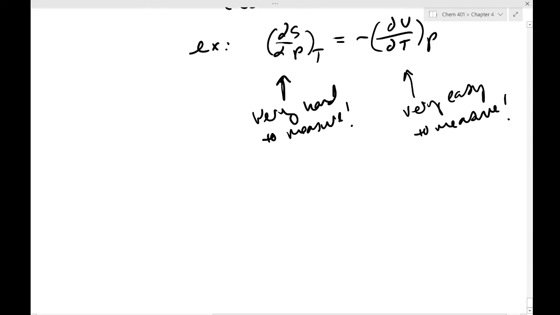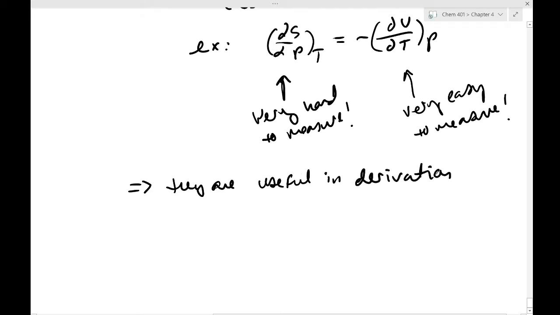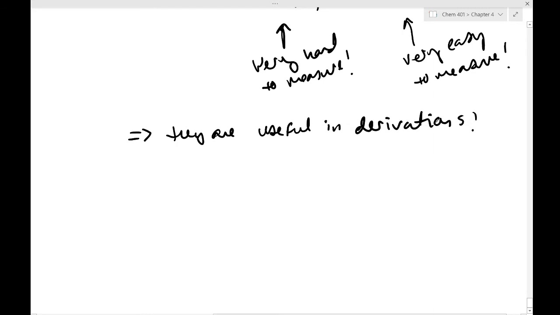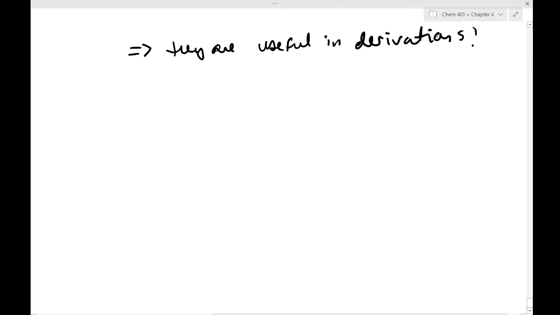Okay, it turns out also that they are extremely useful in derivations. And I know how much you guys love derivations. They're useful in derivations to take complicated bits that we don't really understand or that we can't really solve for, and change them into other simplified bits, so that we can make our derivations a little bit more simplified. Okay, let's look at an example.